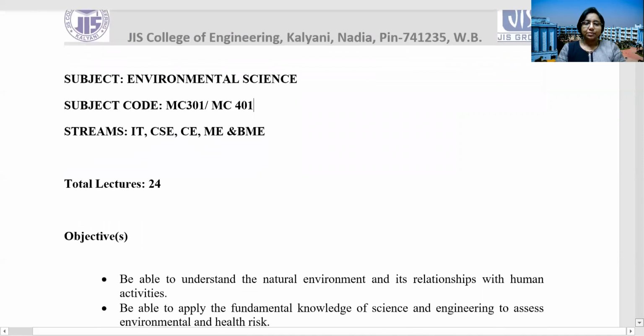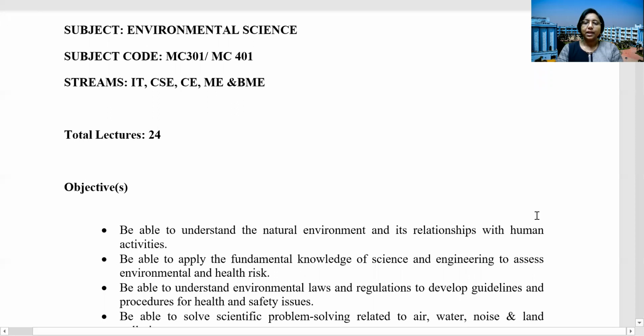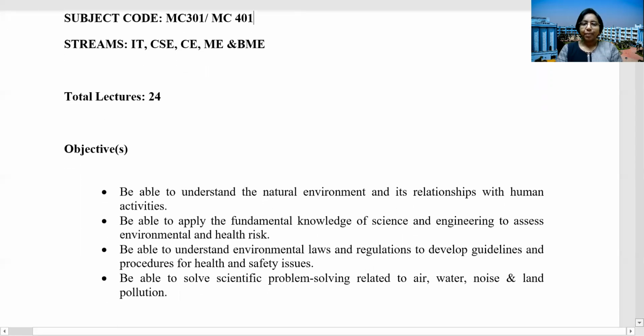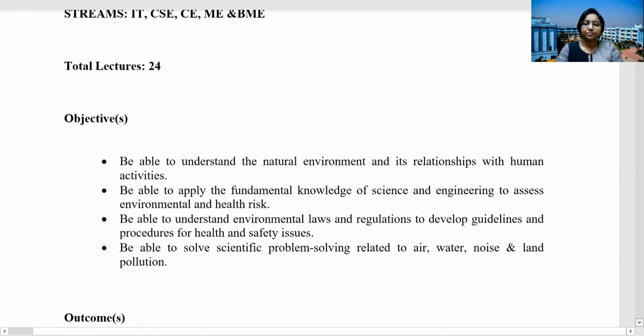The course objectives are: the students will be able to understand the natural environment and its relationship with human activities. They will be able to apply the fundamental knowledge of science and engineering to assess environmental and health risk. They will be able to understand environmental laws and regulation to develop guidelines and procedures for health and safety issues. They also will be able to solve scientific problems related to air, water, noise, and land pollution.